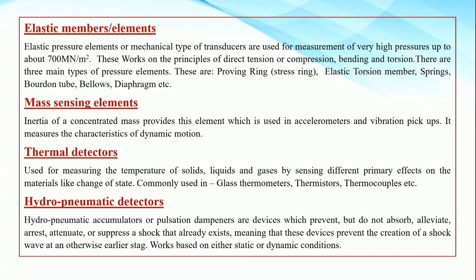These are the devices employed to measure the temperature of solids, liquids and gases. They sense the temperature by employing different primary effects like change in physical state, change in electrical properties, change in chemical state, change in radioactivity, and so on. You can find these thermal detectors in different types of instruments like glass thermometer, pressure gauge thermometer, bimetallic thermometers, resistance thermometer, thermistor, thermocouple. So you can find all of these in a thermal detector.